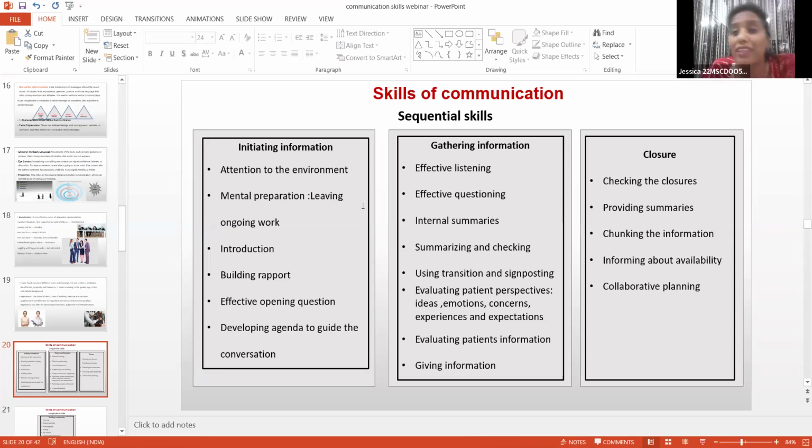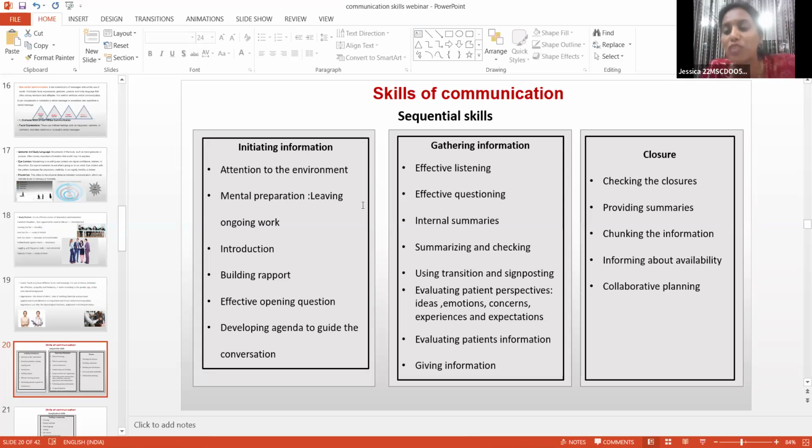format. Now, gathering information, that's the second, very important part of the sequential skill, that is effective listening. When the patient is settled down and has started with his symptoms, effective listening, not only listening but effective or active listening, is very important. And I'm sure most of us homeopaths know the importance of active listening, because most of our remedies are here, where the simillimum is told by the patient.